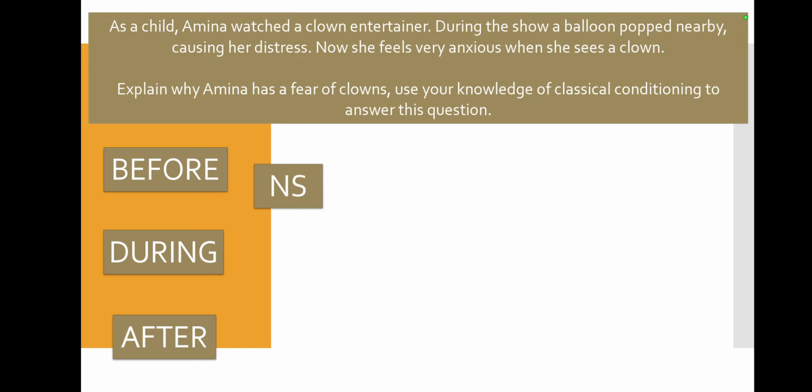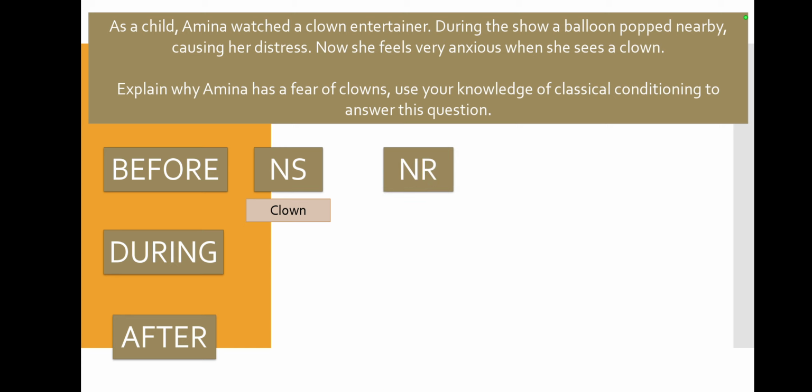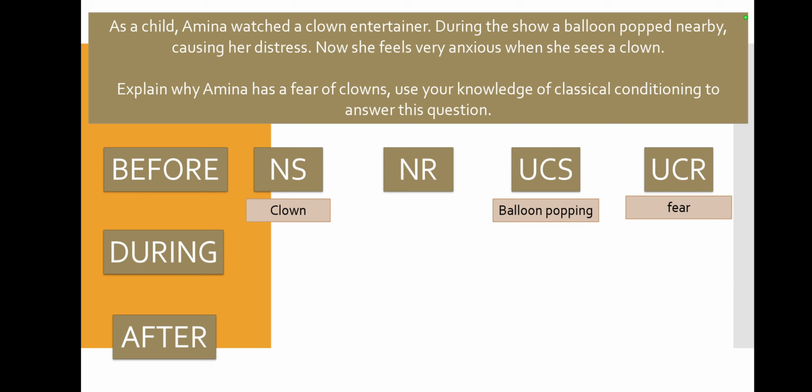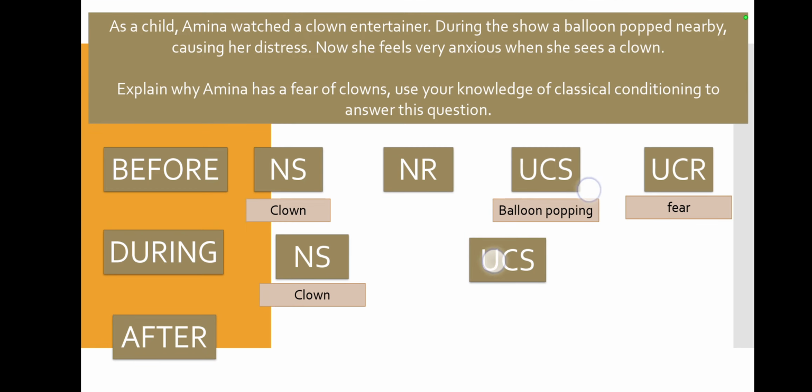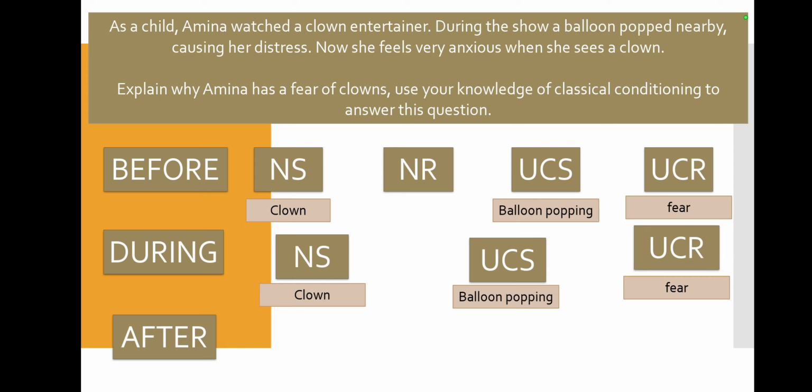Okay. Time to check our answers then. So before conditioning, we've got a neutral stimulus, which is the clown. We've got the clown producing no response in the first instance. We've also got an unconditioned stimulus, which is the balloon popping, and a UCR of fear. During conditioning, the neutral stimulus of the clown is paired together with the unconditioned stimulus of the balloon popping. At that point in time, it's still an unconditioned response of fear.